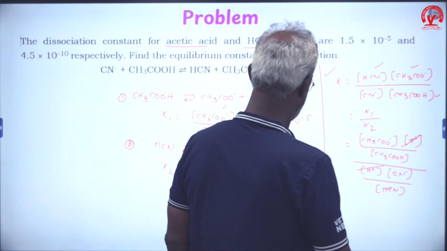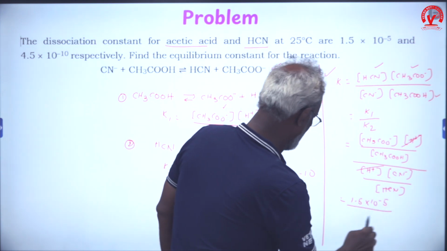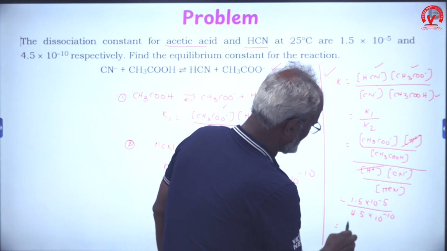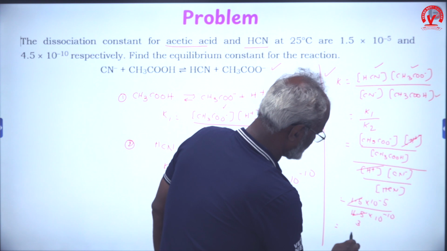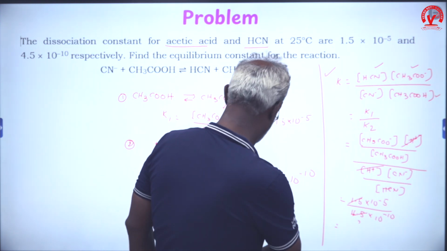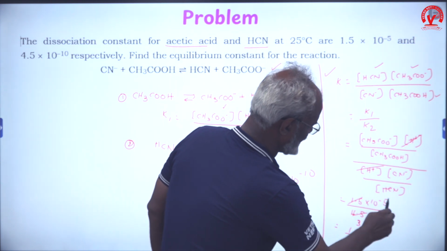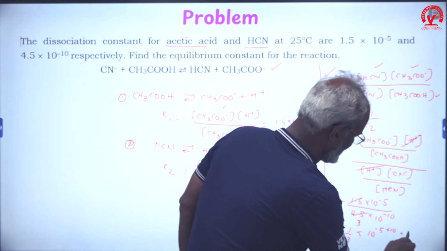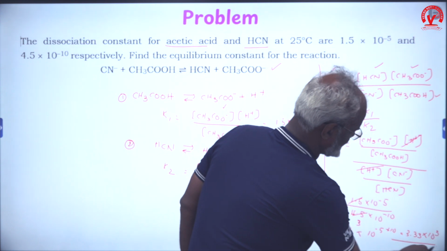Now substitute the values, which will be 1.5 into 10 power minus 5 divided by 4.5 into 10 power minus 10. So it will be 1 by 3, and the 10 power minus 10 comes to the numerator as plus 10. So 1 by 3 into 10 power 5, which is 3.33 into 10 power 4. That will be the answer.